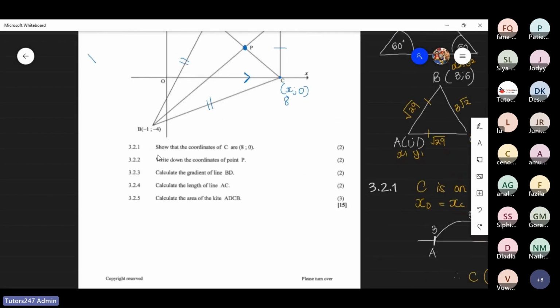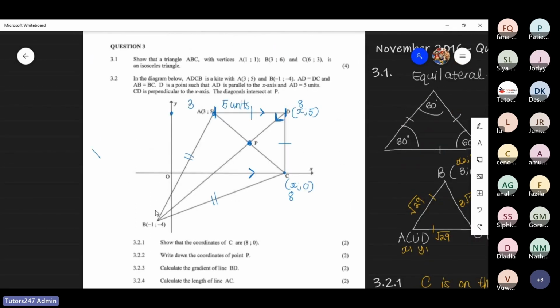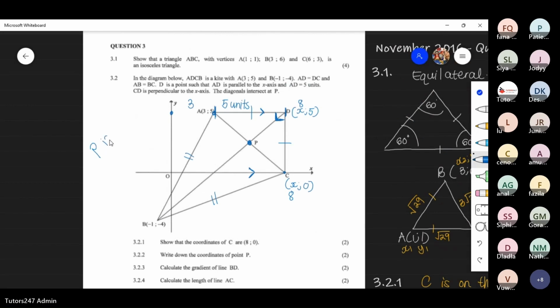Let's just go back up. We know that P is the midpoint of AC, but it is not the midpoint of BD. So keep that in mind. It's one of the properties of a kite.